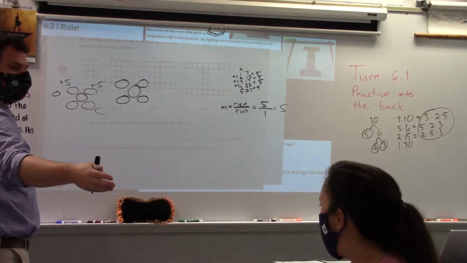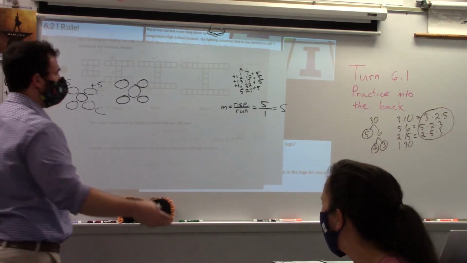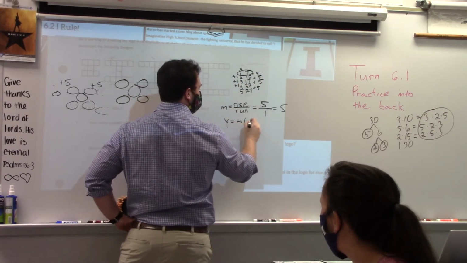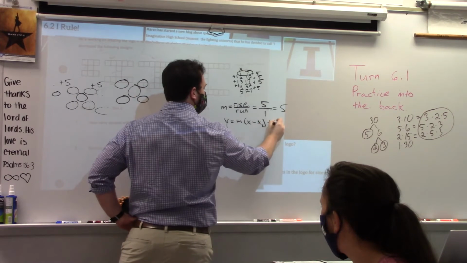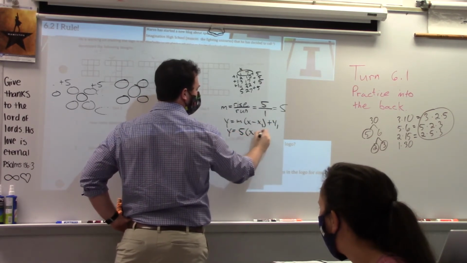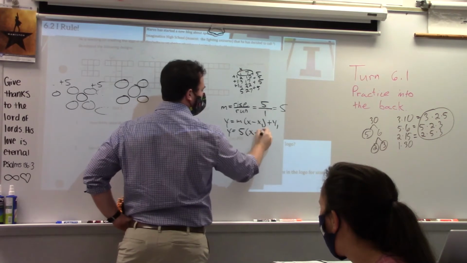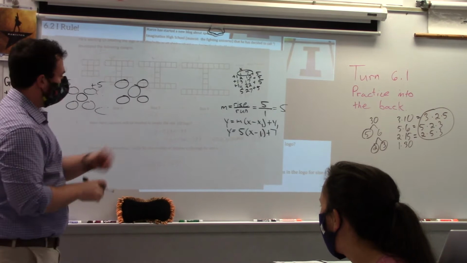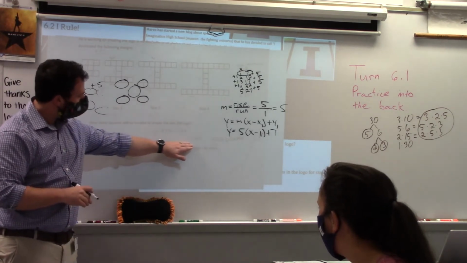Point slope, using this first point, right? So point slope is m times x minus x1 plus y1. So the slope was 5, the x1 was 1, the y1 was 7. Once you got that, what'd you do right here, Shelby? You and Layla did this.